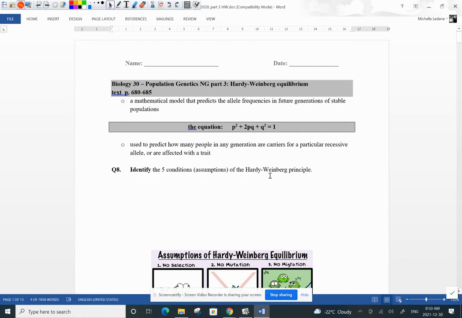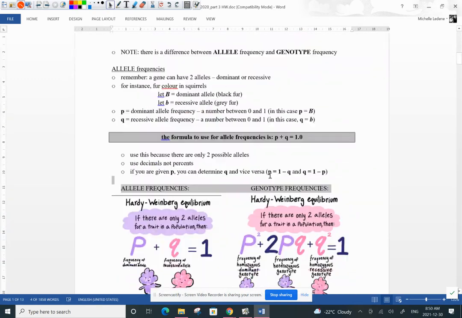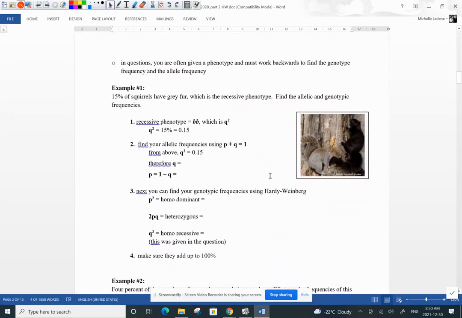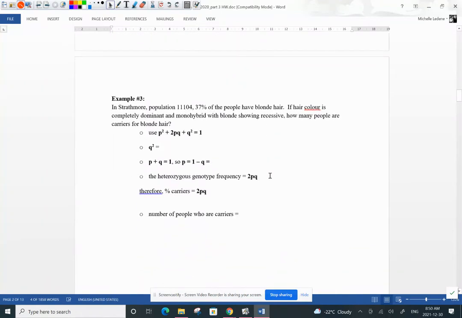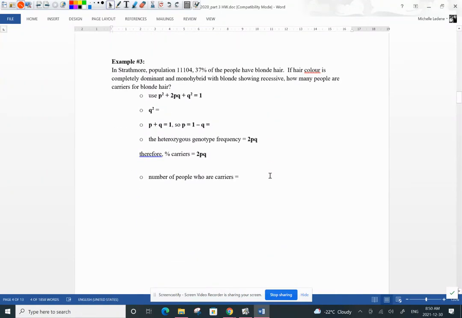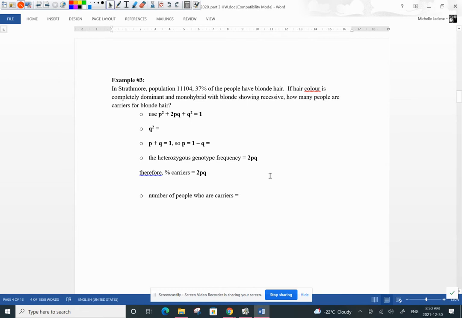We've done a couple of examples, and I wanted to show you one that is just a little bit different than the others. So here's example 3, and it has a population given to us, and it also tells us a certain percentage of the people have blonde hair. And then it goes on to say that blonde is recessive. So, in other words, they're telling us that this is a recessive trait.